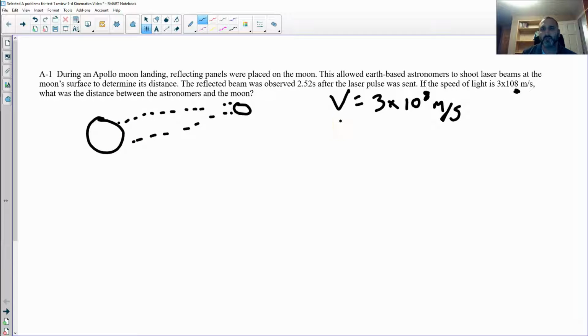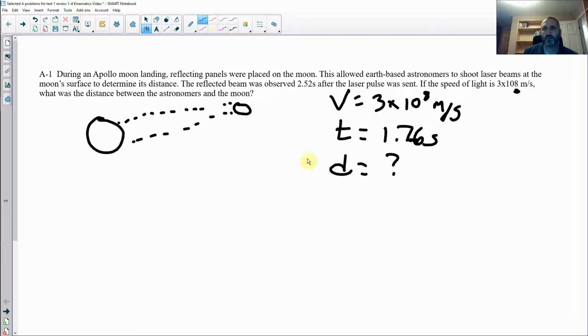So we have to take this time and divide it in half. So instead of 2.52 seconds, it's going to be 1.76 seconds, I think. Let me double check that. 2.52 divided by 2. Yeah, I'm sorry, 1.26, not 1.76. So 1.26 seconds. And the displacement, the distance, that's what we're looking for.